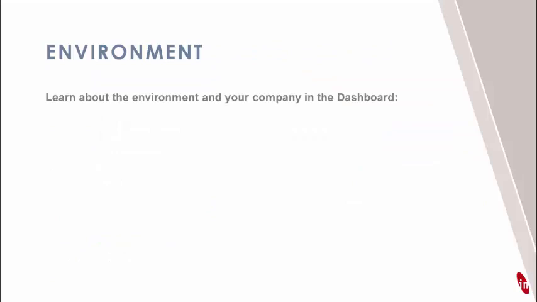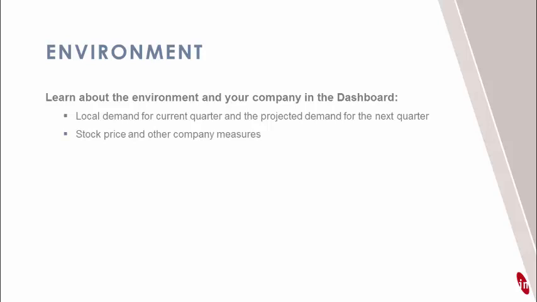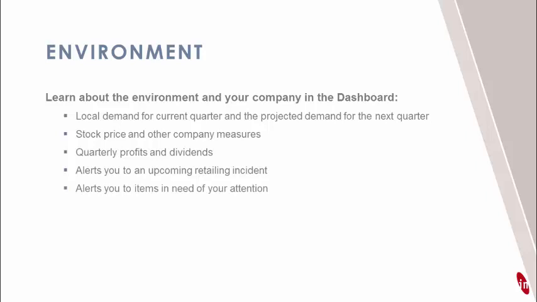When you log into your simulation, you will see your dashboard, and this is where you will want to start to familiarize yourself with the simulation and all of the different features. On your dashboard, you will see local demand for your current quarter, projected demand for next quarter, stock price and other company measures, quarterly profits and dividends. And you will also see your alerts for those incidents that we talked about. You'll see those on your dashboard as well. And any other items that may need your attention.